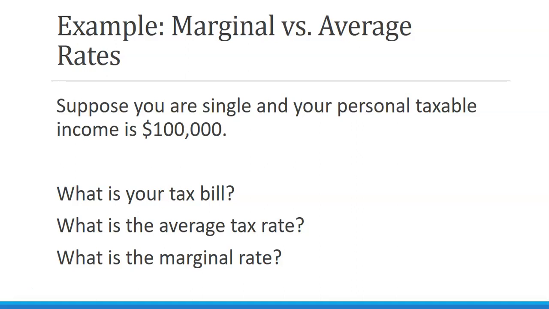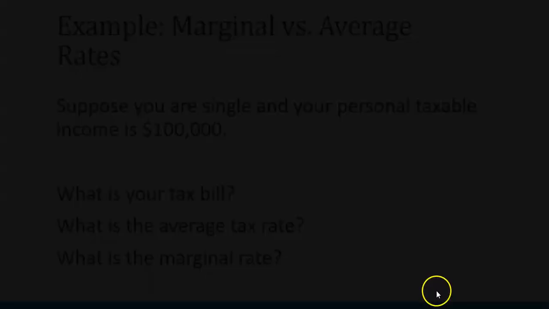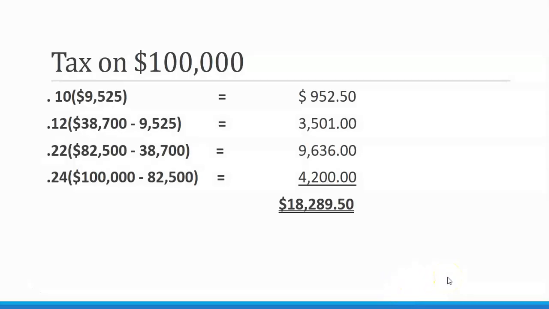So remember, the average tax rate is our total tax divided by our taxable income. And the marginal rate is what rate we would pay on an additional dollar of income. So we take the table from our textbook on page 31 and we use the rates. The rates change the more you earn, the higher the rate.